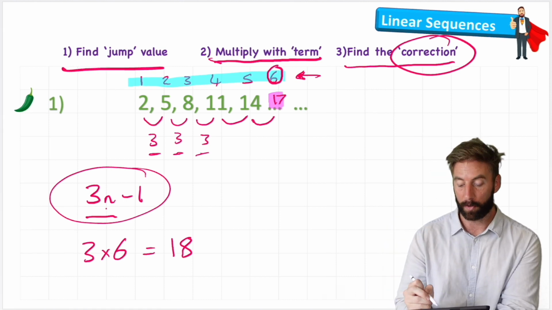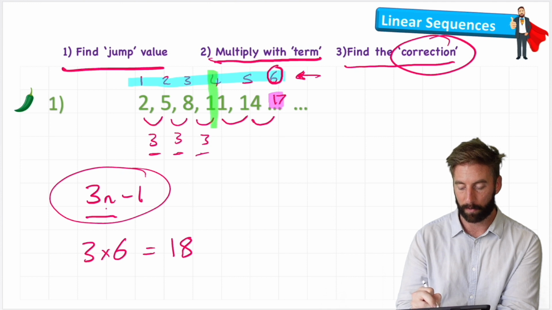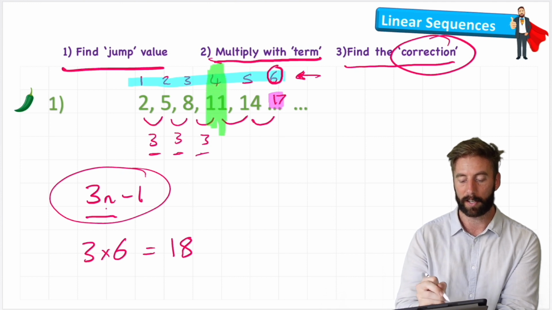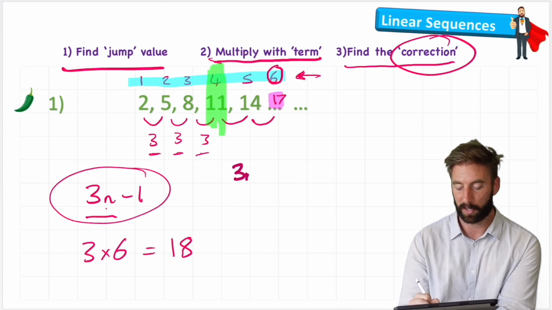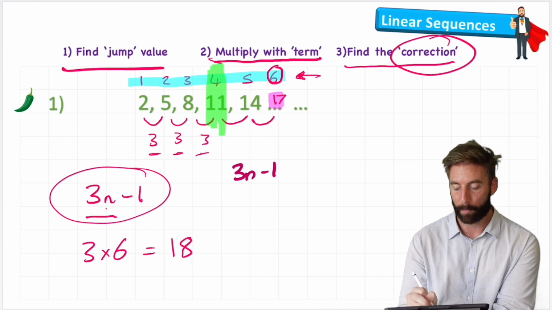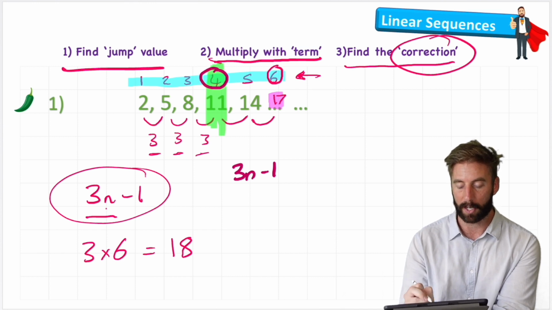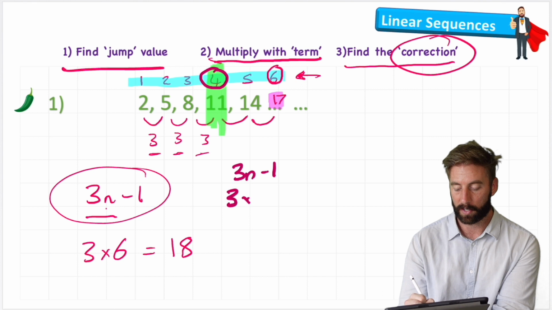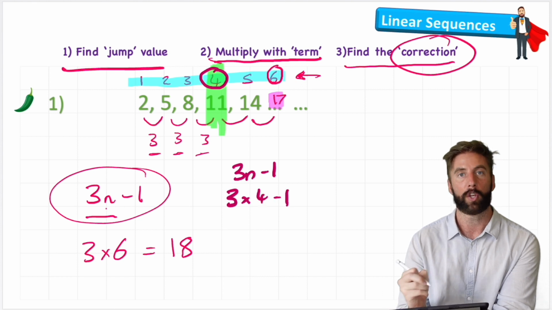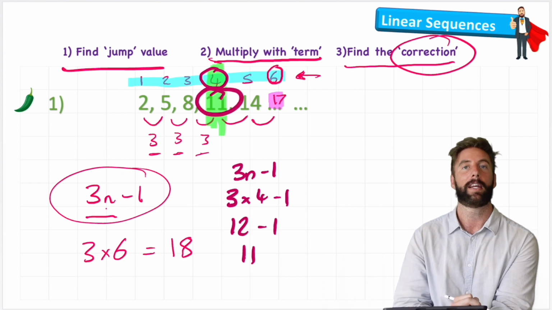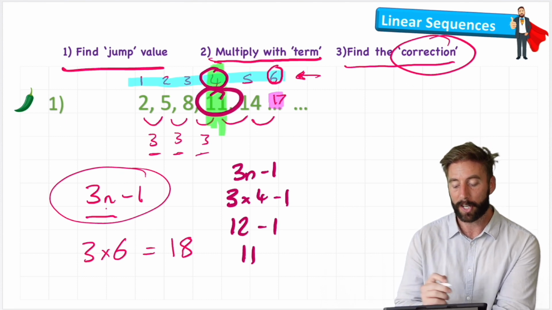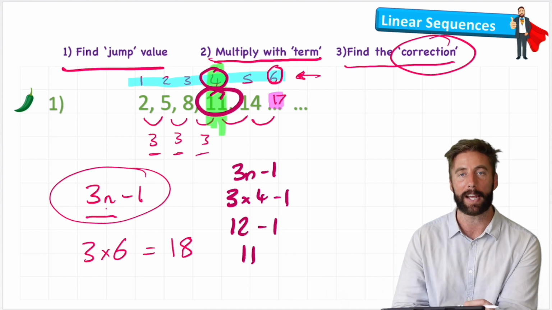Let's check that with one of the other numbers we know. Let's pick this column here, the 4. Let's use our formula to see if it works. First things first, write the formula, 3n minus 1. Now I can replace my n with the number 4 because that's the term we want. So then it'll be 3 times 4 minus 1. I use my BODMAS knowledge to understand I have to do the multiplication first. 3 times 4 is 12, minus 1 is 11, and that is the number in the sequence. So it works. I could use this formula to work out any number in this sequence.